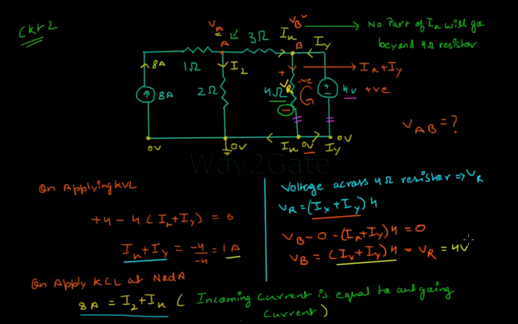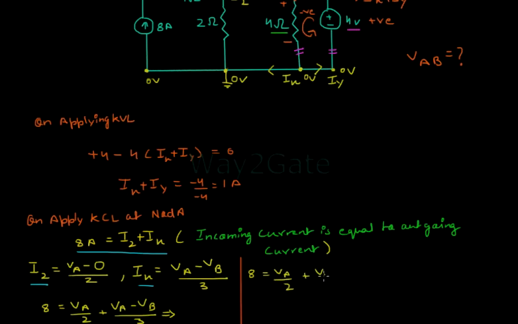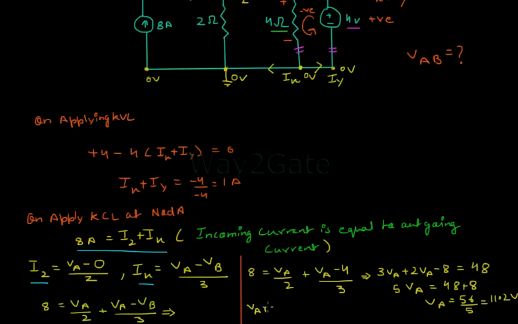On putting the value of node voltage VB in the equation, we can find out the value of node voltage VA, which will come out equal to 11.2 volts. Therefore, VAB, which is VA minus VB, that is 11.2 minus 4. Therefore, VAB comes out equal to 7.2 volts.